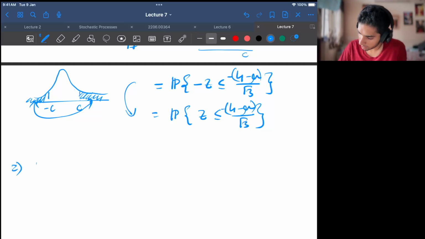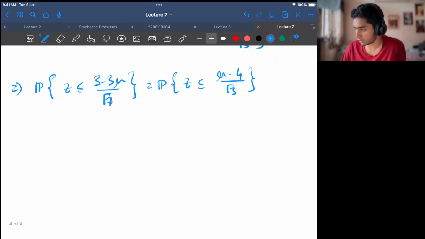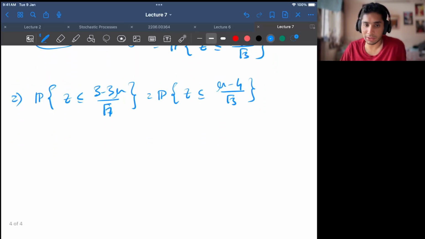So what this equation has become is: the probability of z less than or equal to (3 minus 3 mu) by root 7 is equal to the probability of z less than or equal to (mu minus 4) by root 3. Now it's very simple, because these are the same random variable, and we are saying that this probability is equal to that probability. Additionally, both of them are continuous random variables, so we can actually just equate the constants.